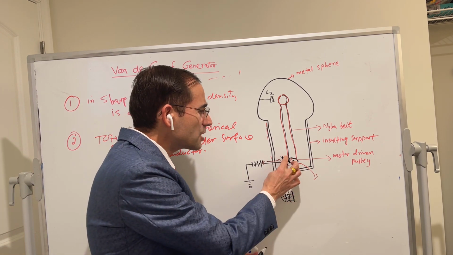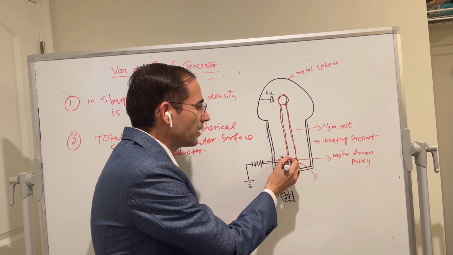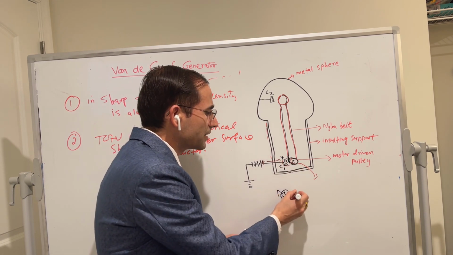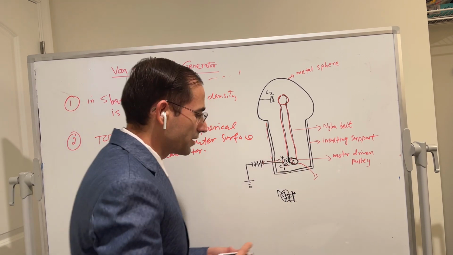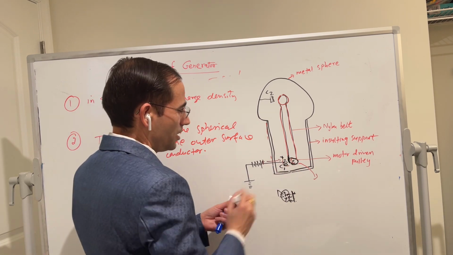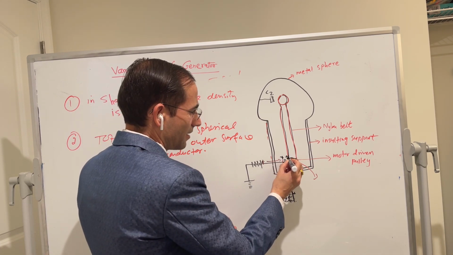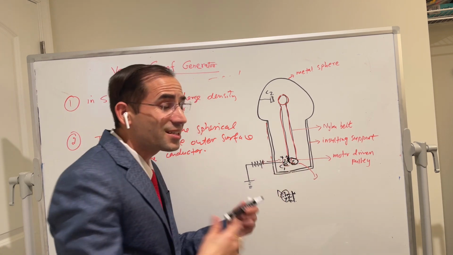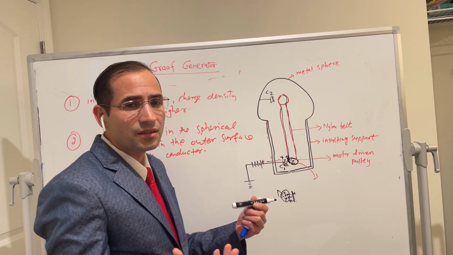And then in this part of the belt, electrons are removed from here. Then it becomes positively charged. This part becomes positive. You can see here, the positive charges are accumulating. It's like these positive charges are shifted here.